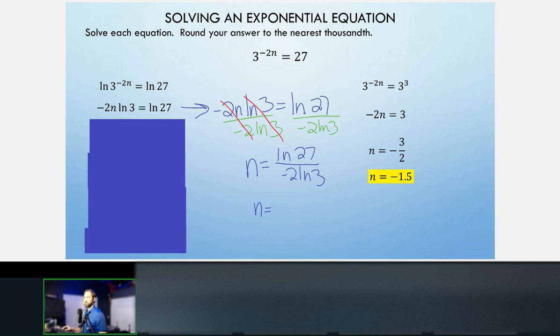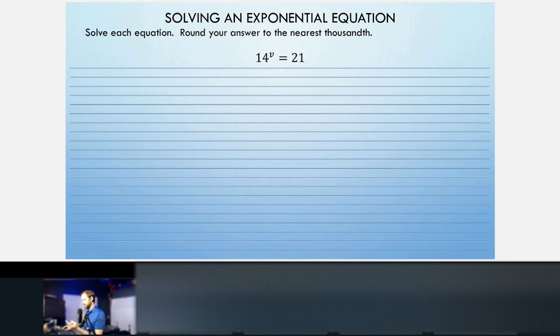So for example, we don't want to type in the natural log of 3, because it's going to give us a decimal, or natural log 27. We get a decimal that goes on forever and doesn't repeat. You never want to round your work. Never. The only time you ever round is your final answer. So rule number 1, never round your work.